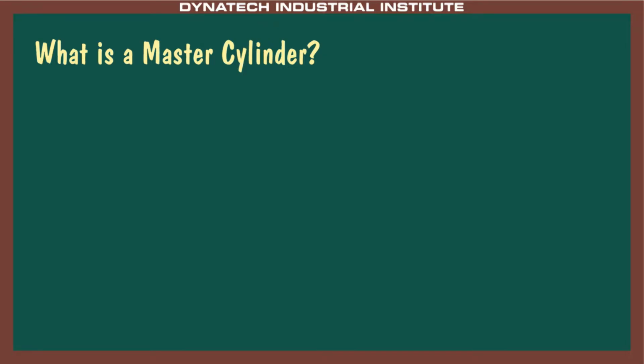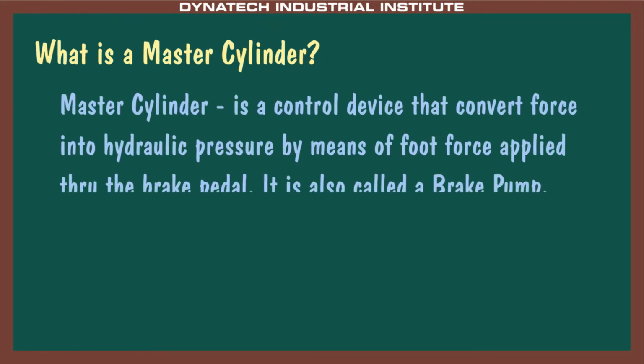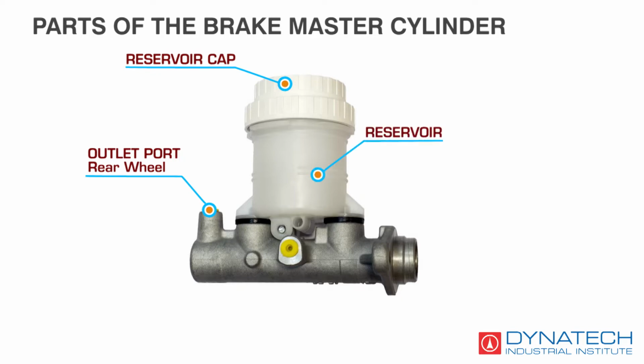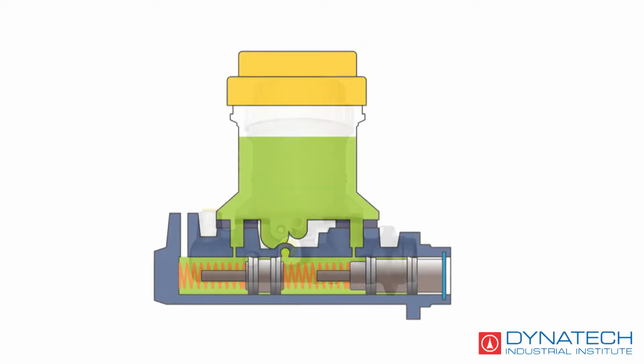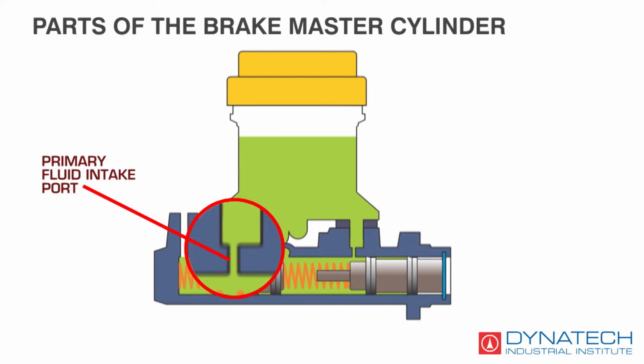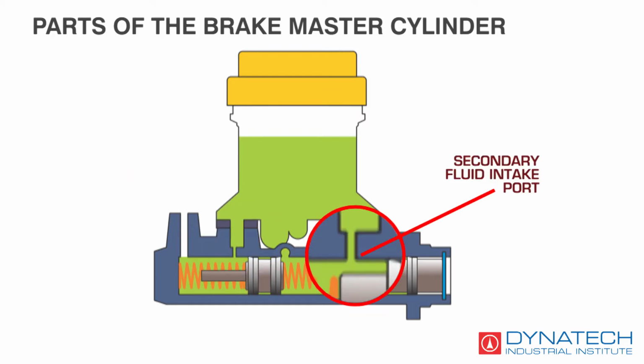What is a master cylinder? Master cylinder is a control device that converts force into hydraulic pressure, by means of foot force applied through the brake pedal. It is also called a brake pump. Parts of the master cylinder: outlet port rear wheel, reservoir cap, reservoir, cylinder body, outlet port front wheel, primary piston, secondary piston, piston return spring, primary fluid intake port, and the secondary fluid intake port.